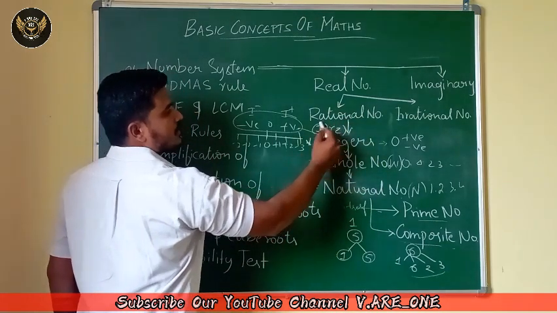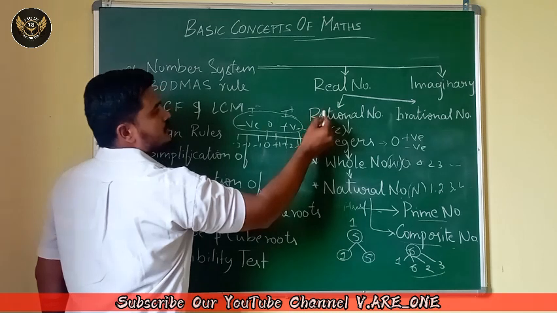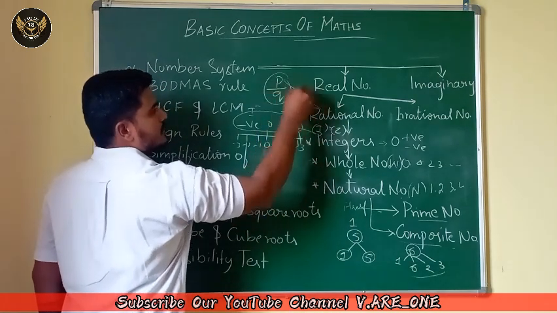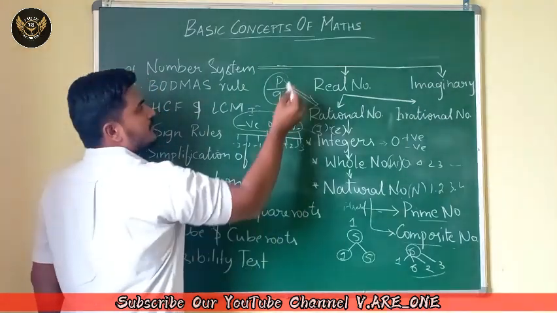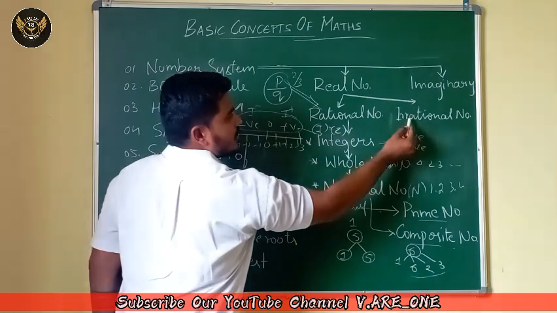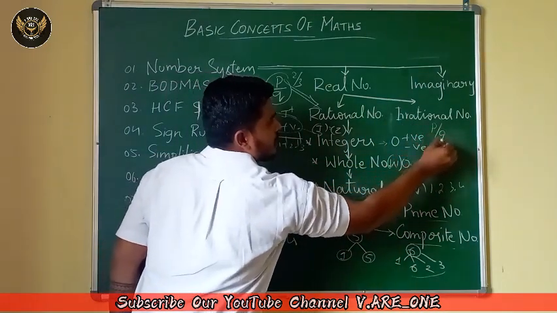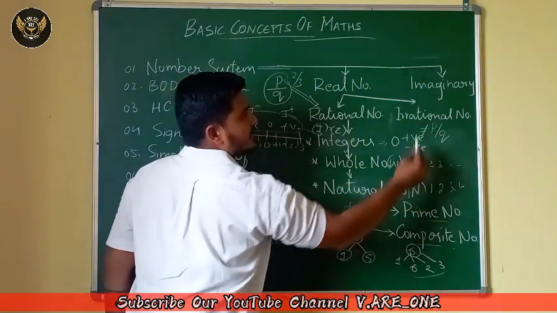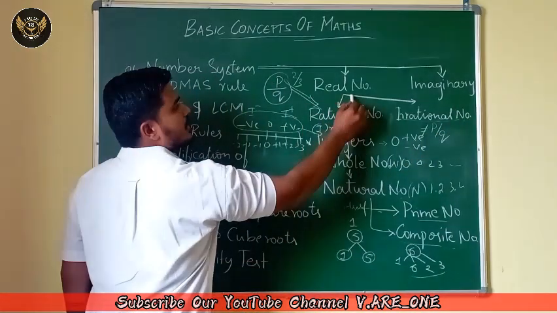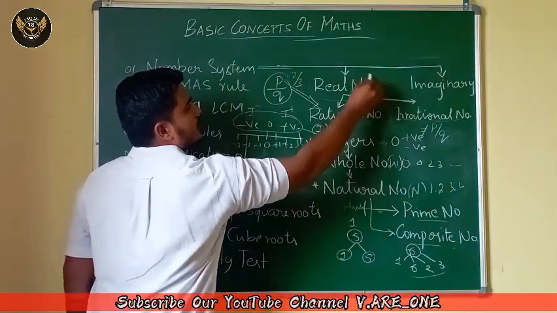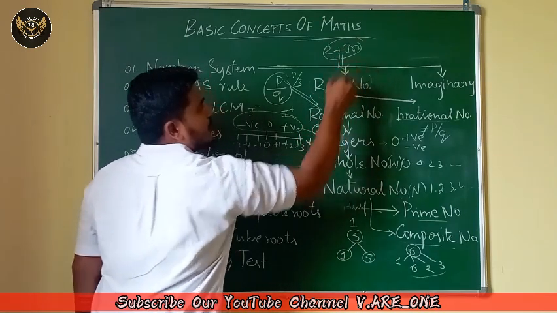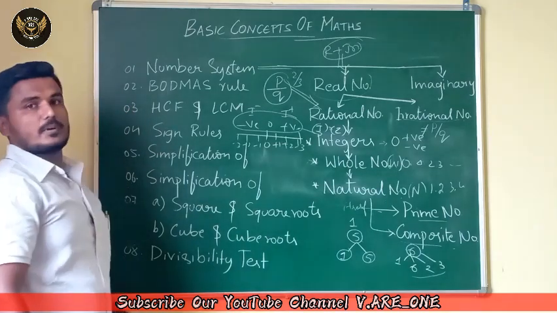And rational numbers. Rational numbers are numbers which can be represented in the form of p by q. Example 2 by 3, etc. And the numbers which cannot be represented in the form of p by q are called irrational numbers. And real numbers. Real numbers are the numbers rational and irrational together. Together we call them real numbers.